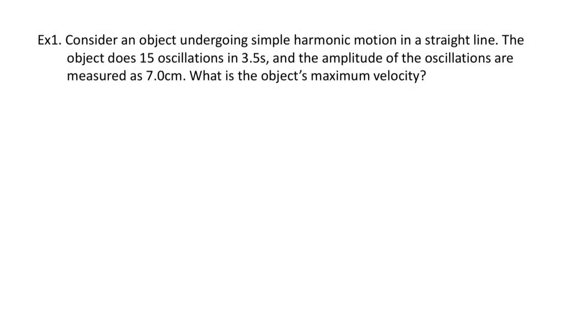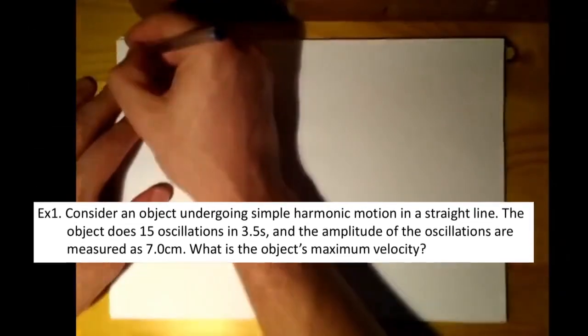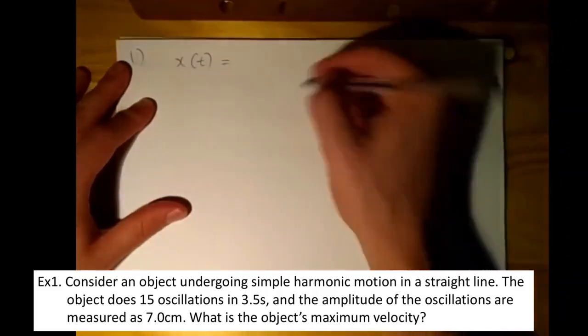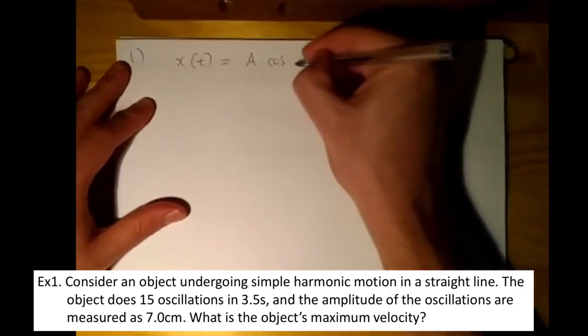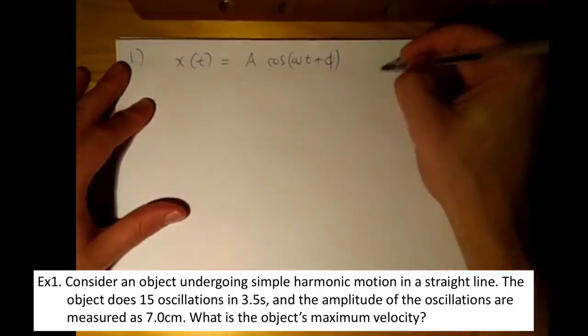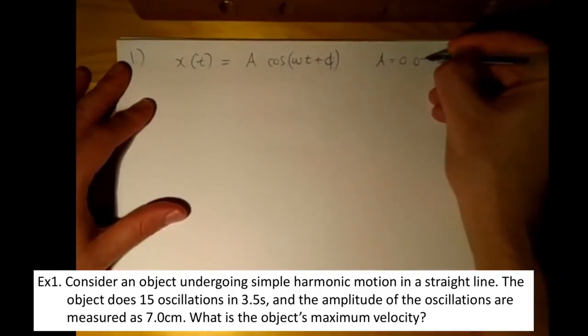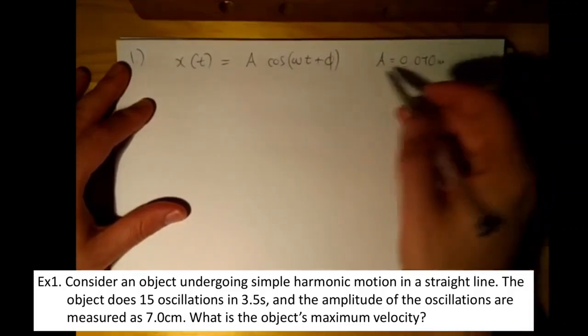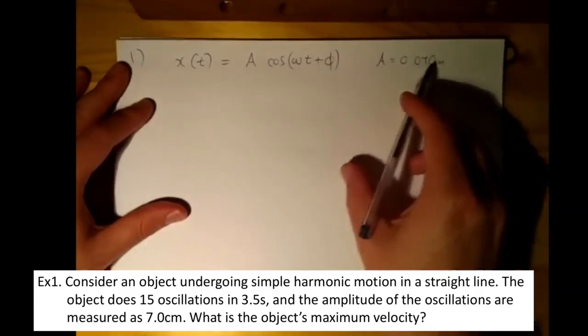Right, so exercise 1. We consider an object undergoing simple harmonic motion. It does 15 oscillations in 3.5 seconds. Its amplitude is 7.0 centimeters, and what is the object's maximum velocity? Right, so I know that its displacement or its motion can be described by this formula. And I'm given that A is 0.070 meters. Well, you can keep it in centimeters, just keep track of the units and your answers will be in centimeters per second. But meters per second is more standard.